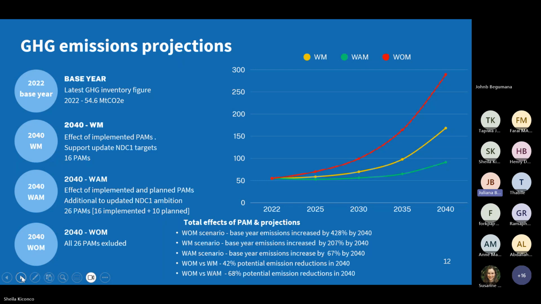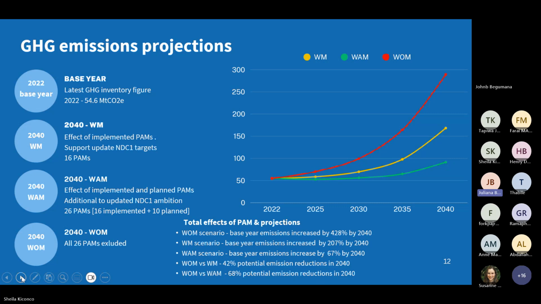Okay, on the projections, we looked at 3 main scenarios: with measures, with additional measure, and then without measures. So if you look at this again, I mentioned to you that for the projections, the base year was 2022, and then we had the projections up to 2040. And so the total effect of the policies, actions, and measures and projections, we have without measure scenario as the base year emission increasing by 428% by 2040.